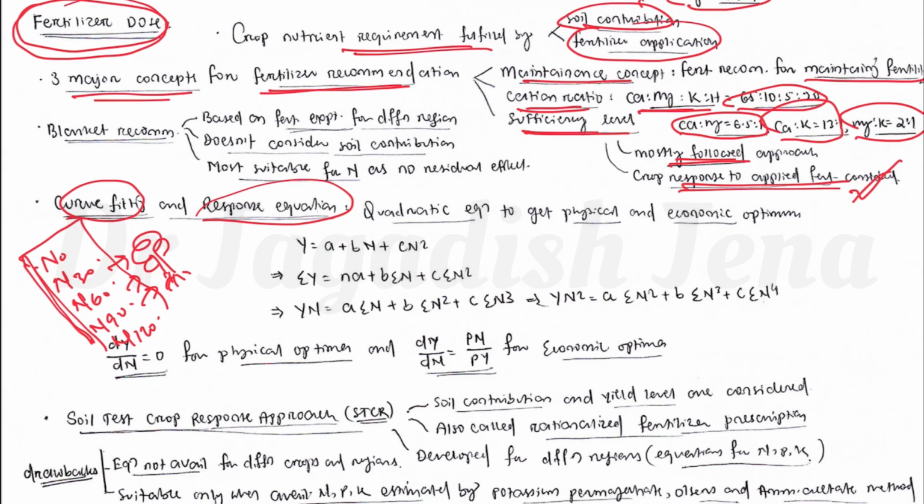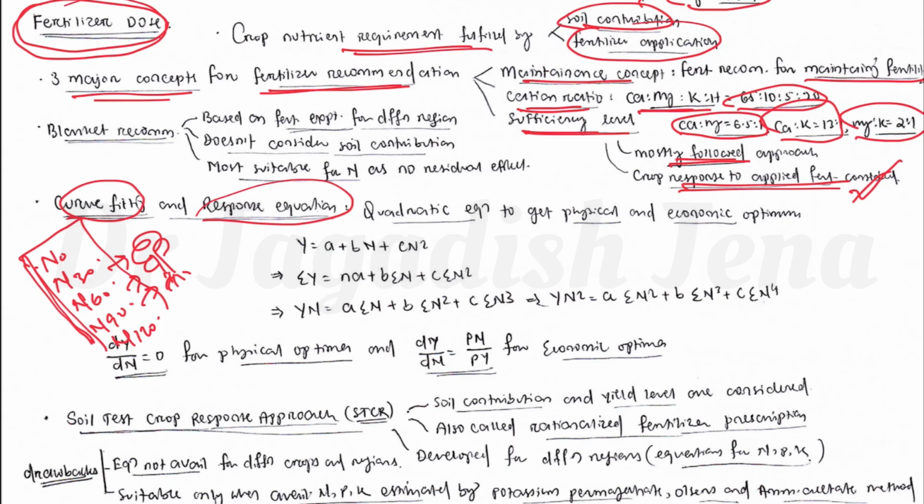Another approach is soil test based recommendation. That is, we will analyze the soil. If the soil has a low fertility status than optimum, then we can apply another 20 to 25% extra nutrient through fertilizer. If the soil is high in nutrient status, then we can reduce the fertilizer dose by 20 to 25%. Okay, if it is moderate status, then whatever recommendation is there, we have to provide.